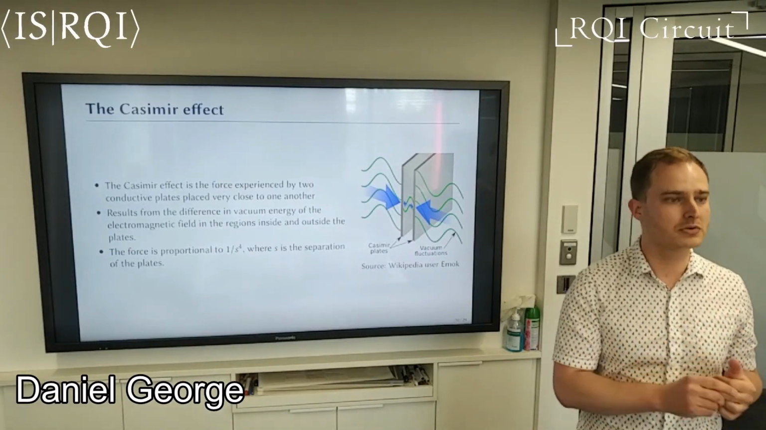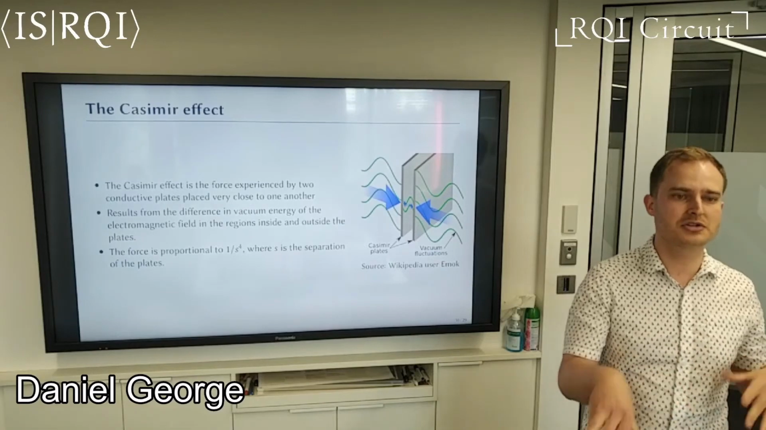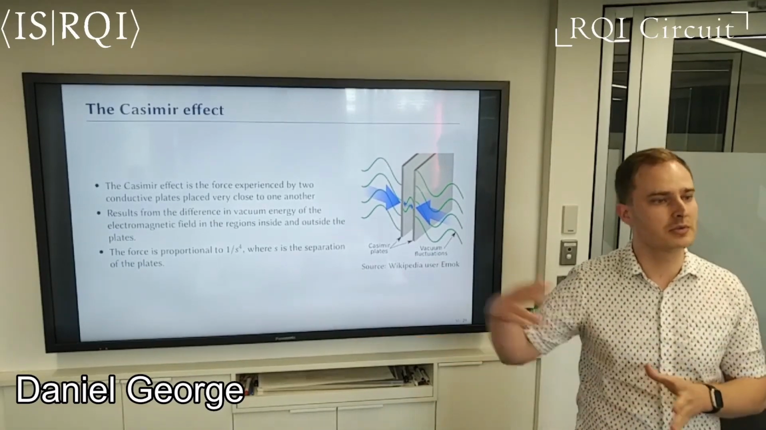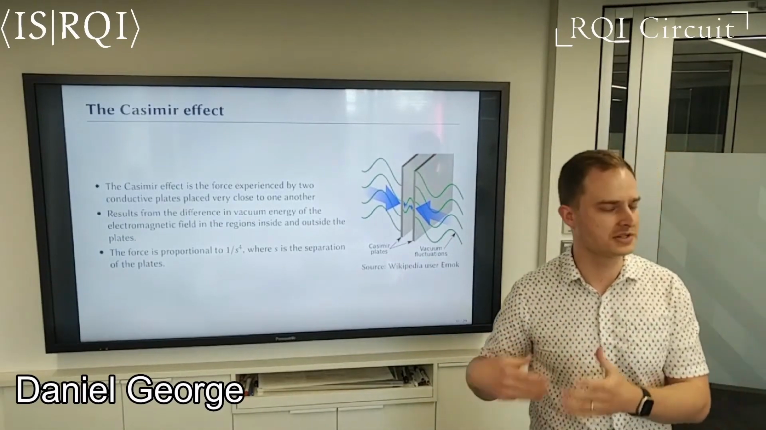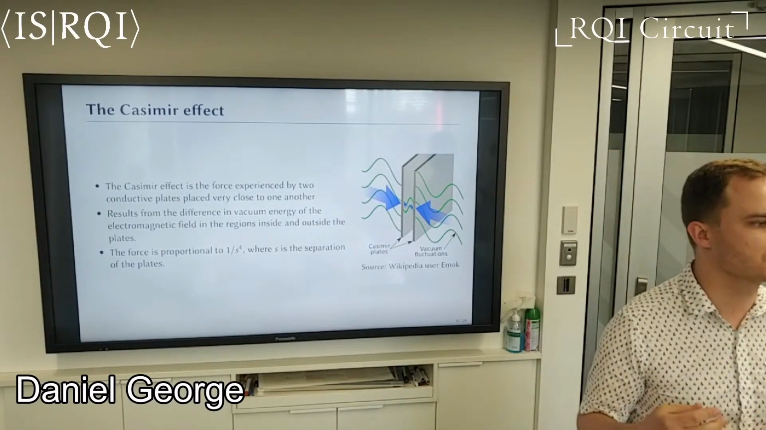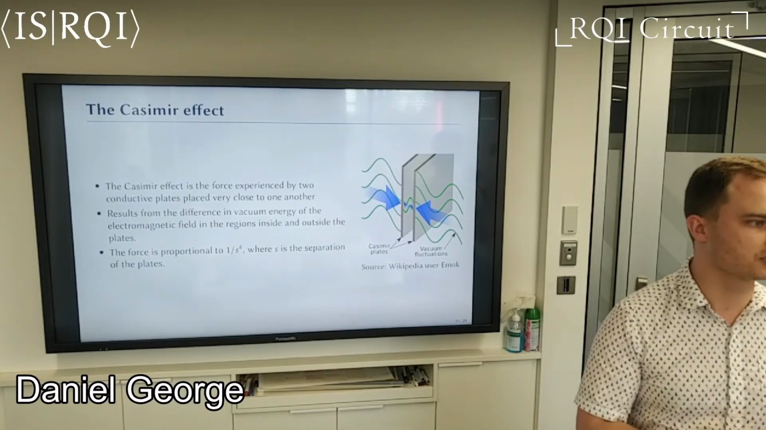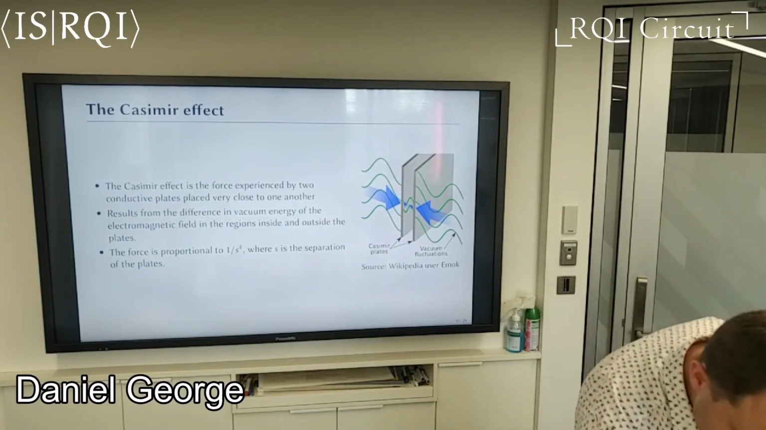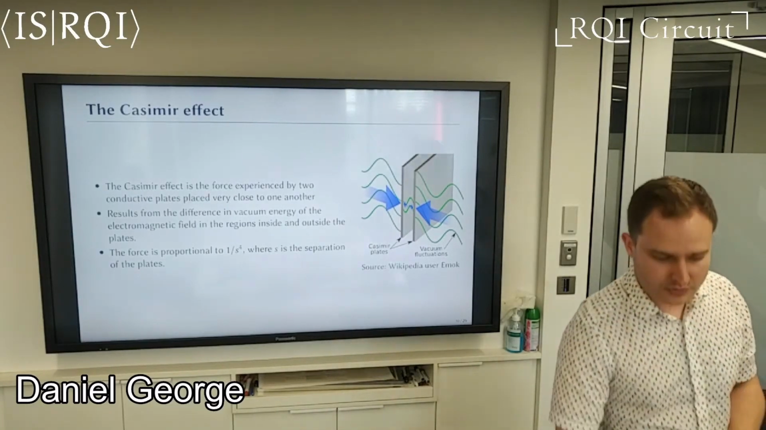Can we do the general calculation, not for a specific wavelet, but generally for any wavelet, and then essentially engineer some sort of response or behavior of the Casimir force using the choice of wavelet, or vice versa? So what is the Casimir effect?